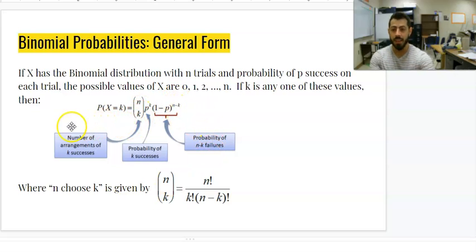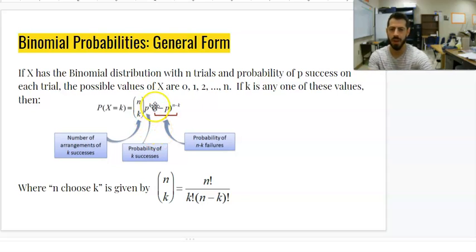N choose K is fancy talk for the number of ways we can get K successes, right? So before, n choose K was the number of ways we can get 2 successes. There were 10 different ways. So n choose K in that setting, 5 choose 2 equals 10. And there's a function in the calculator that'll do this for you. The probability of success, P, is usually given to you in the problem. In the last case, that was 0.25. And the number of successes, K, is also given to you in the problem. In the last case, it was 2.